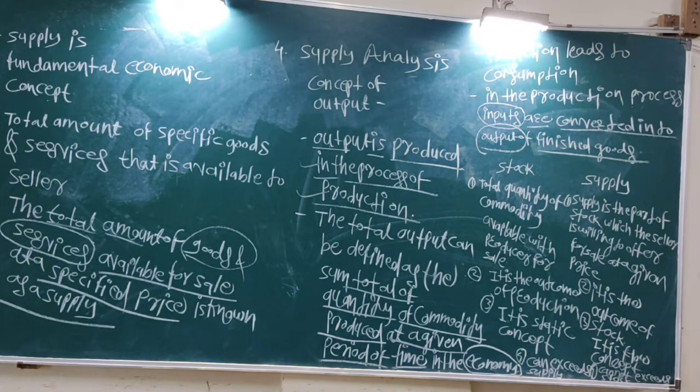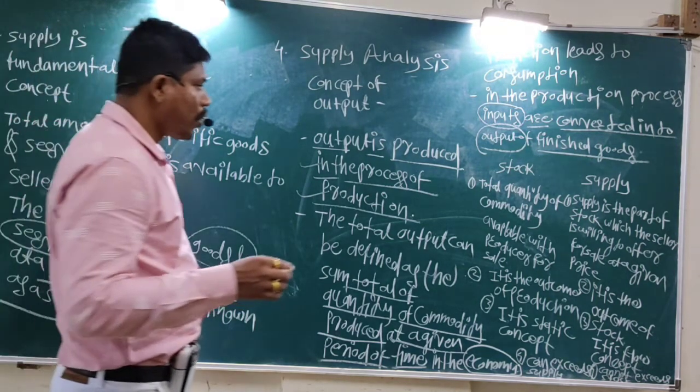So the next concept is stock. Stock is the total quantity of commodity available for sale with a seller at a particular point of time.